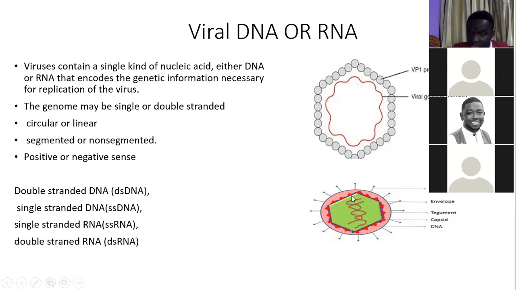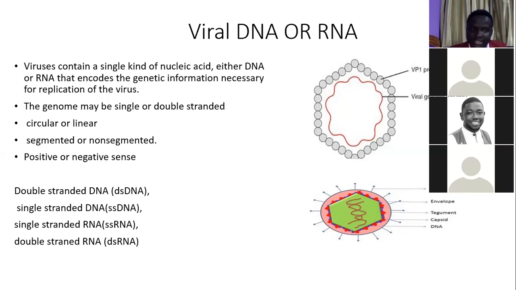double-stranded DNA. So the DNA will be double-stranded as the one you see here. You see there is one strand and there's another strand that is winding together. So we have a double-stranded DNA. And we also have a single-stranded DNA. If it's an RNA, you can also have a single-stranded RNA, and you can also have a double-stranded RNA. So here we are getting four.